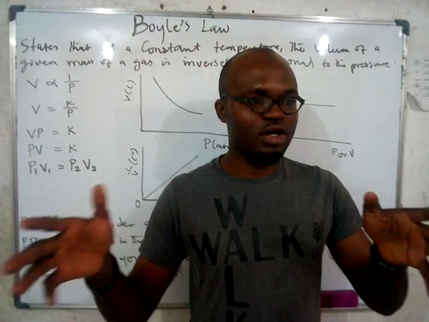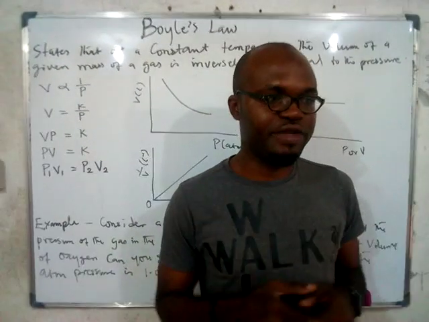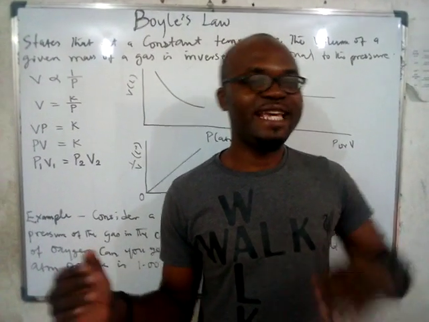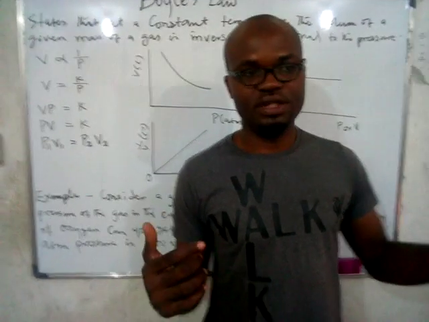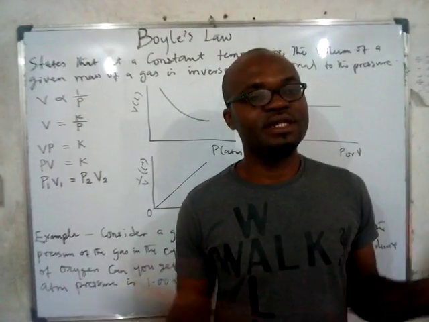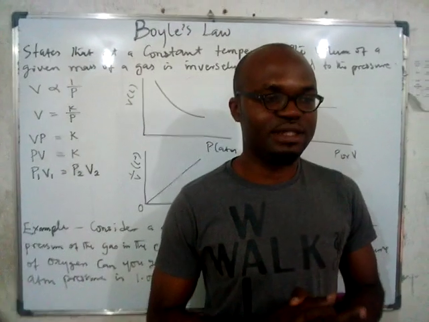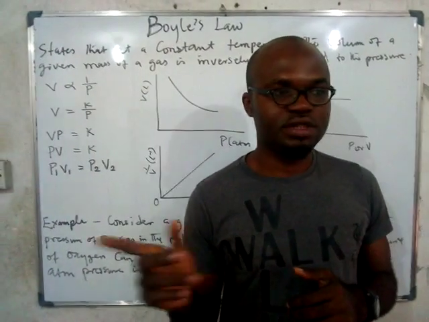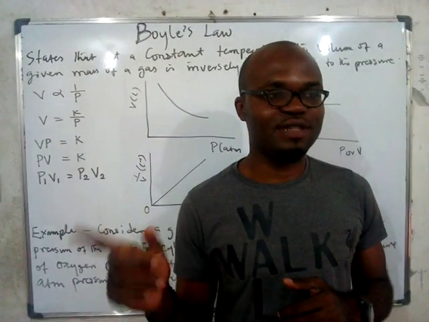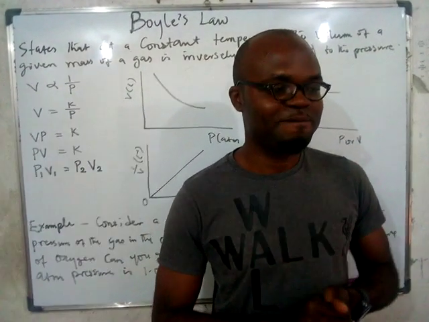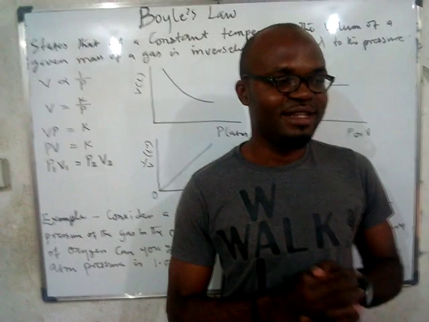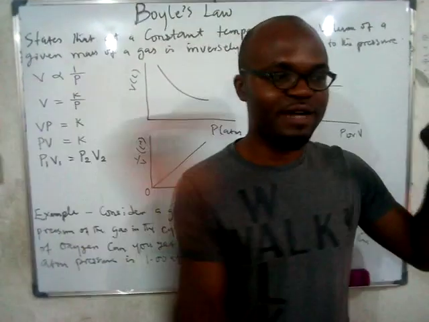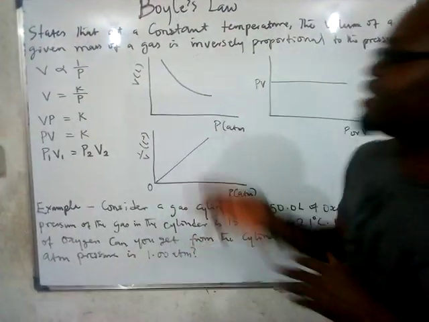Good. At a constant temperature. Very, very important. The volume of a given mass of a gas is inversely proportional to its pressure. This is unlike what we saw in Charles' law, which states that at a constant pressure, the volume is directly proportional to the temperature. It was a direct proportionality, but here we're looking at inverse.